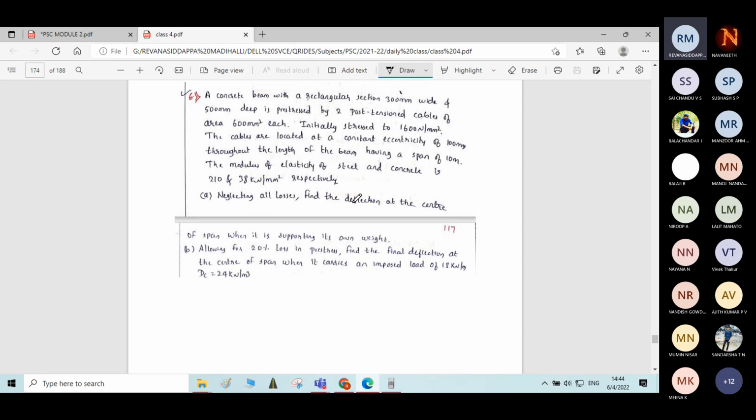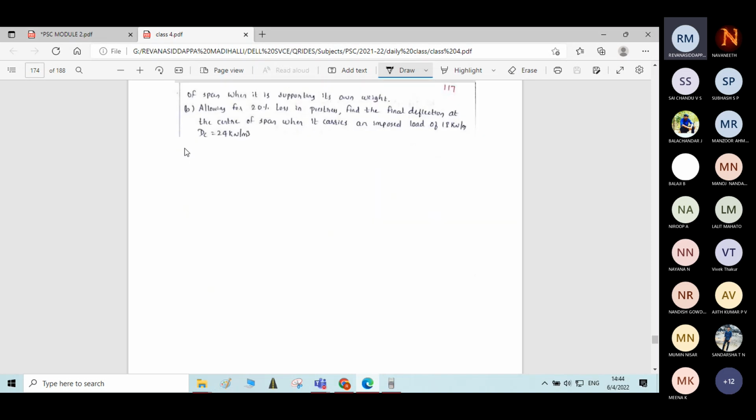Go through the question. A concrete beam with a rectangular section 300 mm wide and 500 mm deep. Okay. The cross section is given. How much is it given? 300 mm wide and 500 mm deep. Okay.